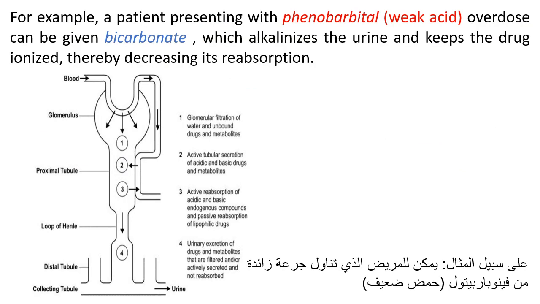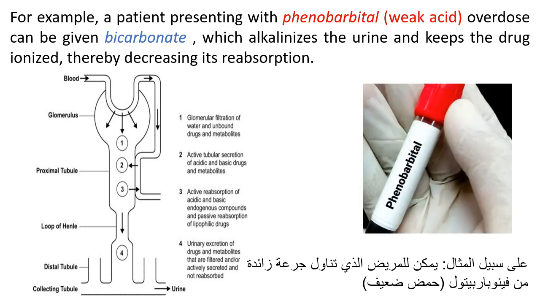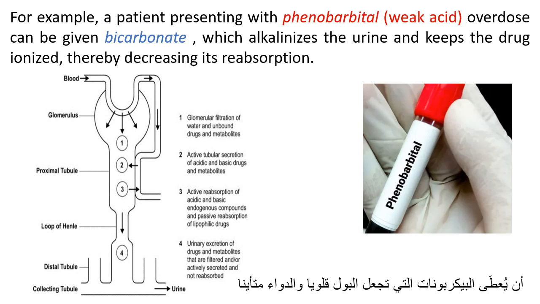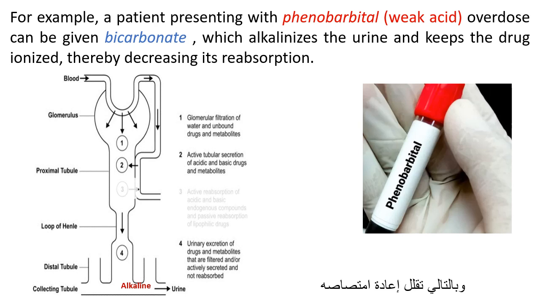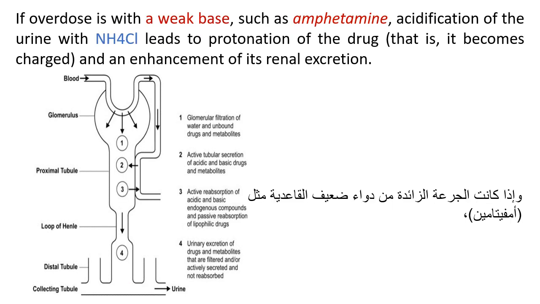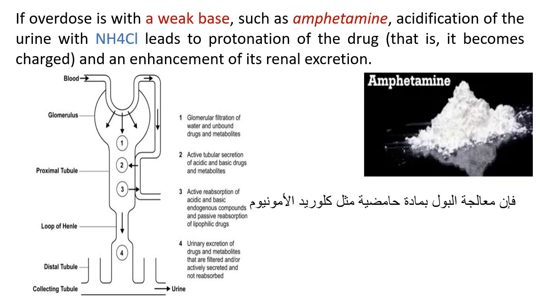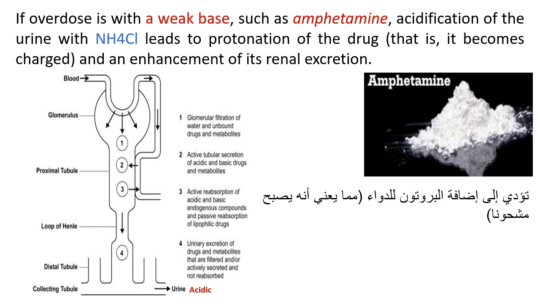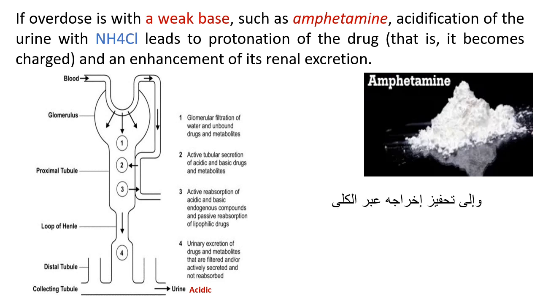For example, a patient presenting with phenobarbital weak acid overdose can be given bicarbonate, which alkalinizes the urine and keeps the drug ionized, thereby decreasing its reabsorption. If overdose is with a weak base, such as amphetamine, acidification of the urine with ammonium chloride leads to protonation of the drug, that is, it becomes charged, and an enhancement of its renal excretion.